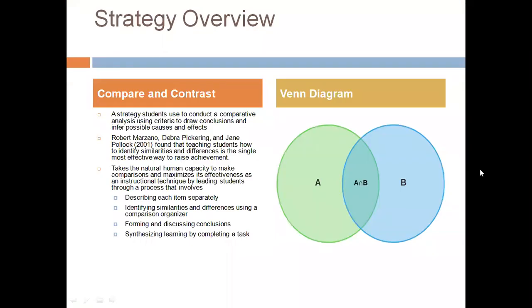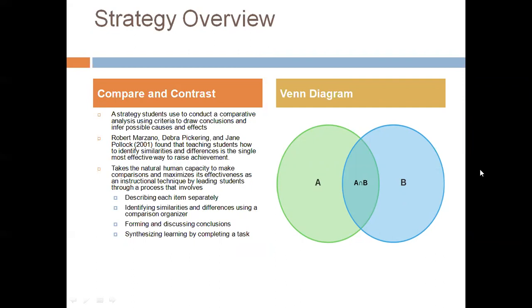Strategy overview: compare and contrast is a strategy that students use to conduct a comparative analysis using criteria to draw conclusions and infer possible causes and effects. Robert Marzano, Deborah Pickering, and Jane Pollock found that teaching students how to identify similarities and differences is the single most effective way to raise achievement.